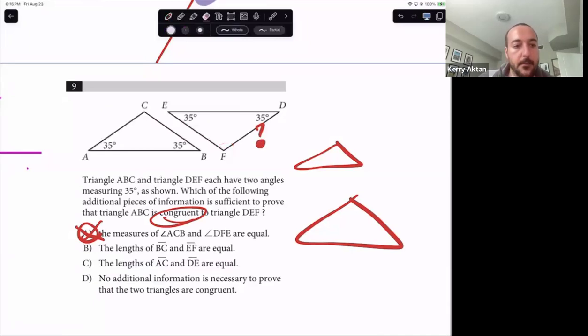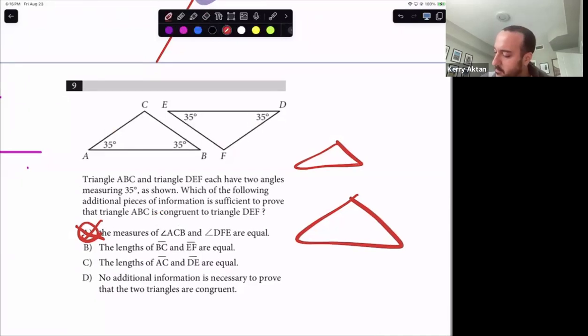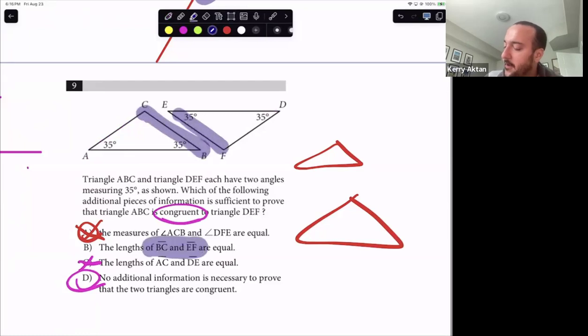Then I had a student say it was, oh, and then I had a student tell me C. I almost screamed because look, AC and DE, that's crazy. They don't even look the same. So yeah, it's not C. And then I had another student tell me D. No, I mean, I don't know anything about the sides. Congruency has to do with sides and angles. Therefore, BC and EF being the same does prove congruency.